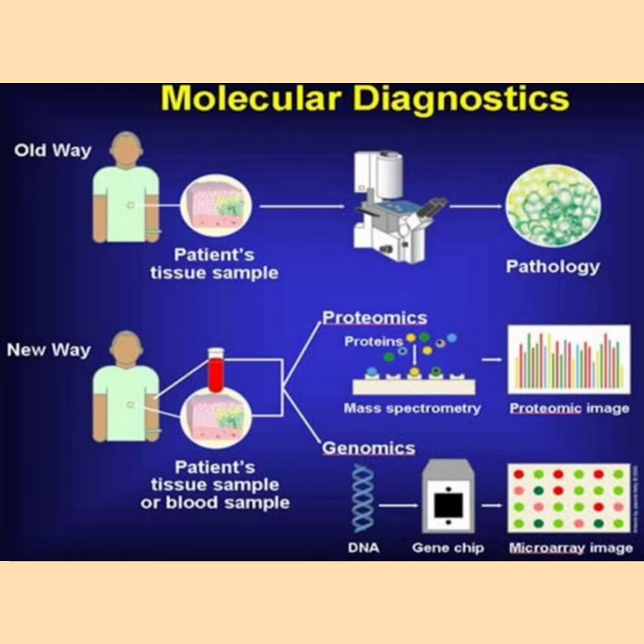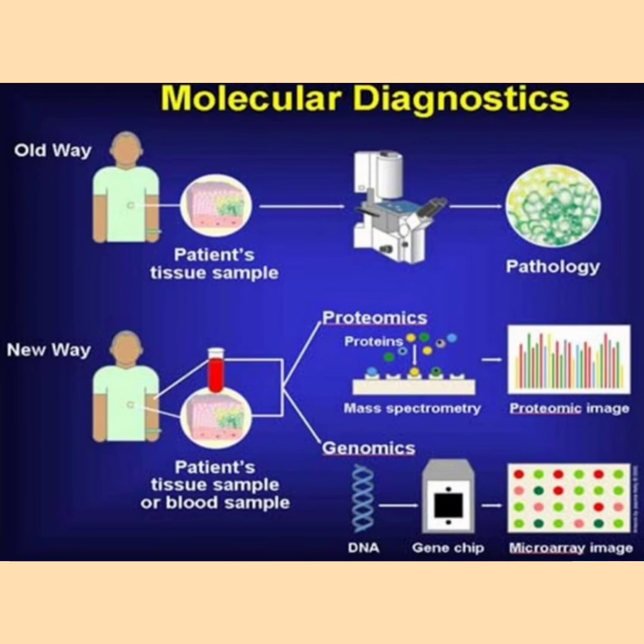Here you can see the old way of molecular diagnostics, where the patient sample is taken and observed under the microscope and the pathology report is given. In the new way, the patient's tissue sample or blood sample is taken and put in a mass spectrometer where the proteins are detected and the proteome mix is studied, and the DNA is studied by different methods, and a gene chip is created and a microarray image is obtained.